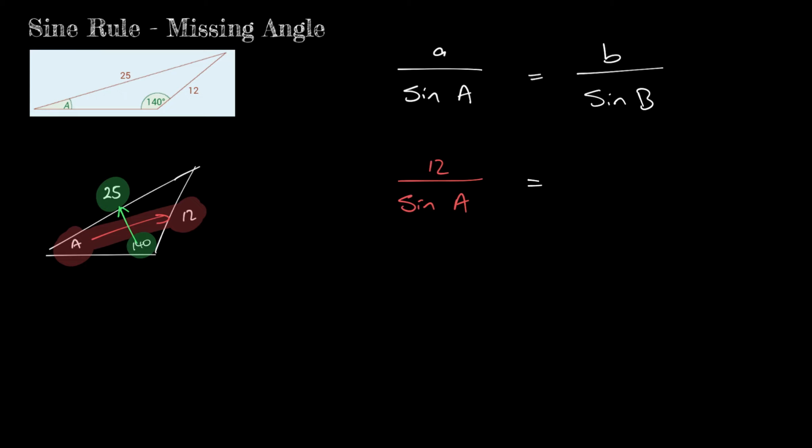The next step is to fill in my second fraction. So I've done the red one. Now I'm going to use the green ones. So I need to say the side, which in this case is 25, over sine of the angle, which is sine of 140. So I'll fill that in. That's the green one. So it's going to be 25 over sine of 140.